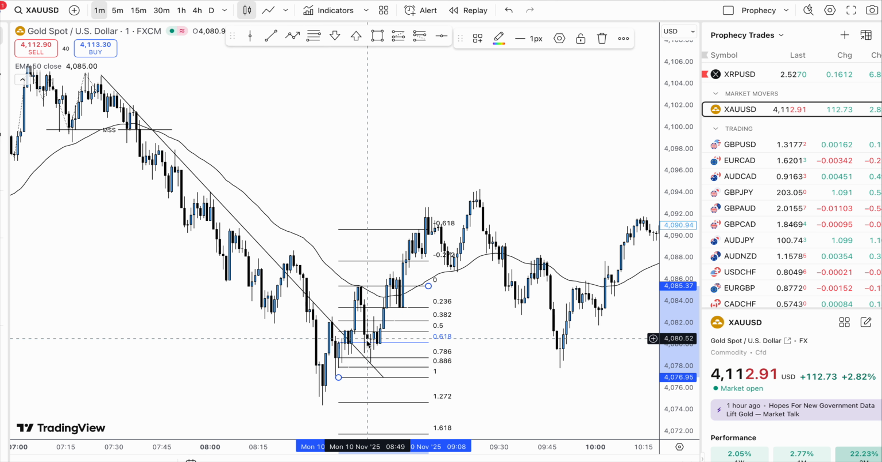So for me, price comes down, taps, respects this counter trend line, and then we have a form of a bullish type candle. So you could have either entered here aggressively or entered there. So we have multiple confluences.